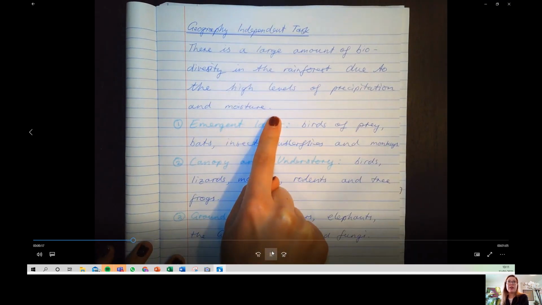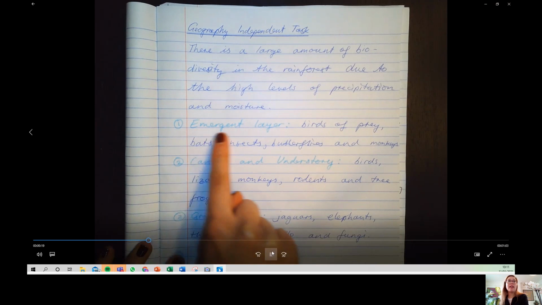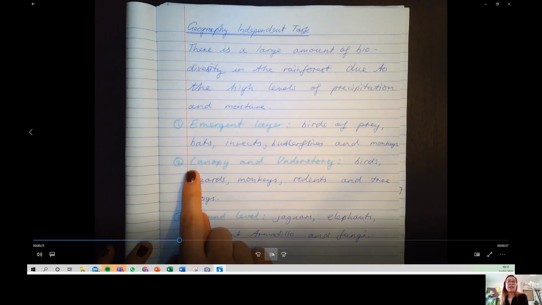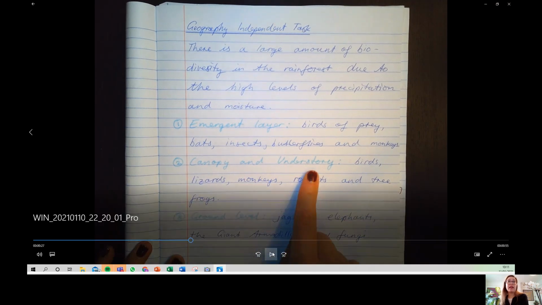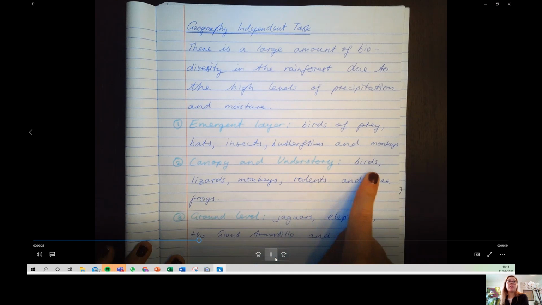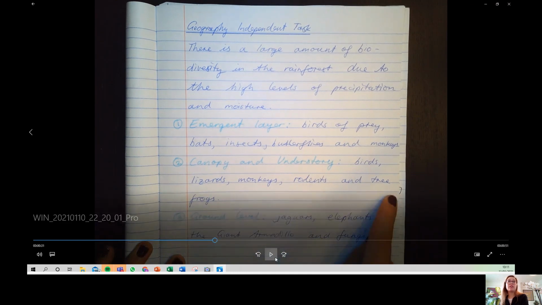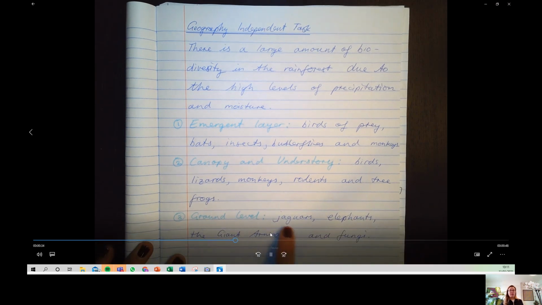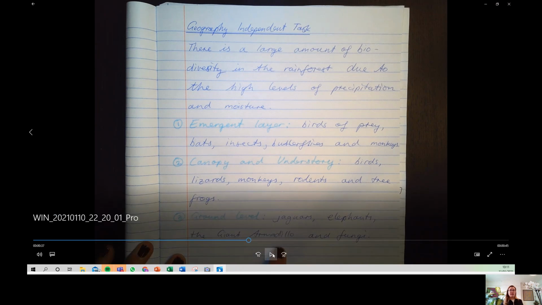Number one, emergent layer. So you might find birds of prey, bats, insects, butterflies, and monkeys. Canopy and understory. Here you might find birds, lizards, monkeys, rodents, so rodents are mice and rats, and tree frogs. Ground level. Here you might find jaguars, elephants, the giant armadillo, and fungi. So please pause this video and complete your independent task using neat presentation.